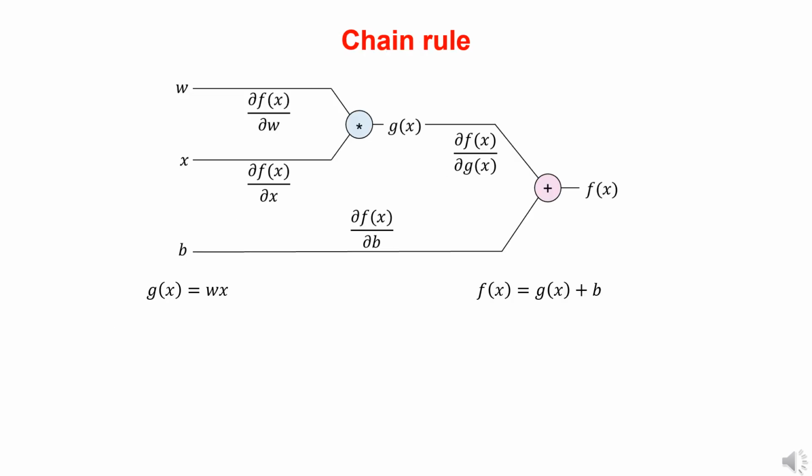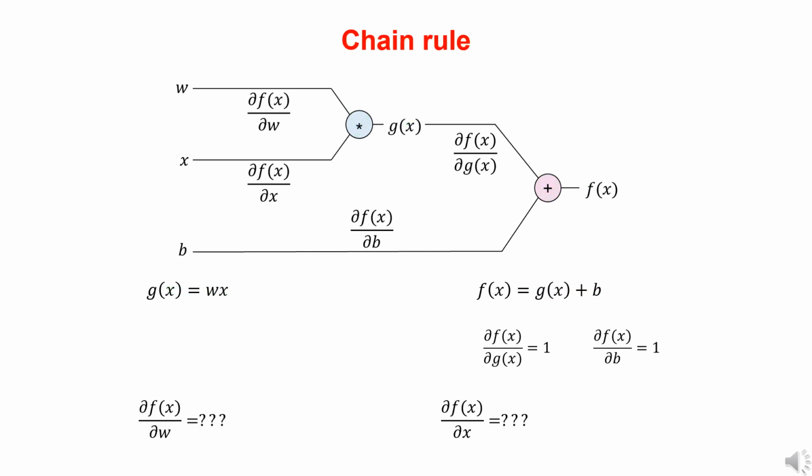Next, let's learn about the chain rule, which plays a very important role in backpropagation. Imagine we have two functions, f and g. The function g is defined as the product of two inputs, omega and x. The second function, f, is defined as the sum of the already defined function g and a constant b.